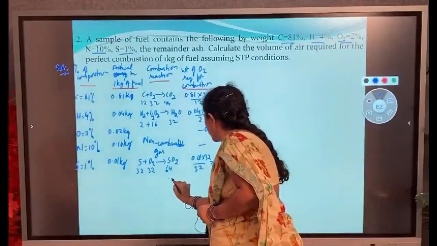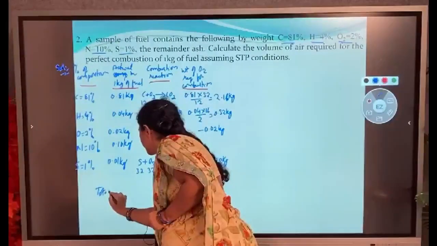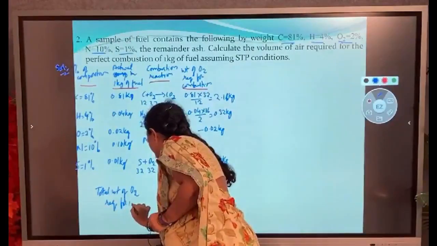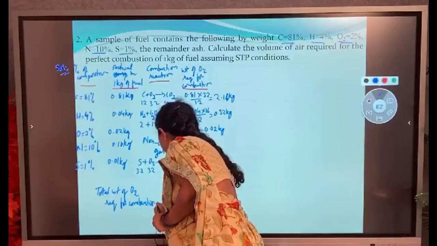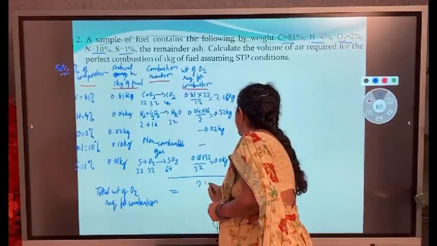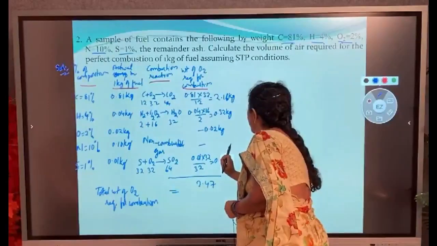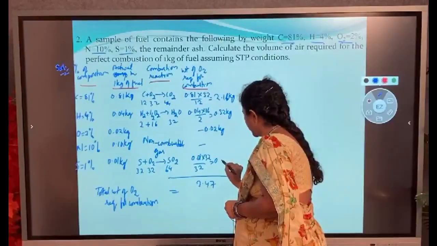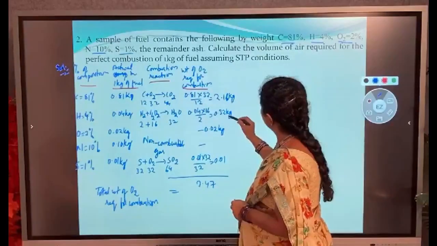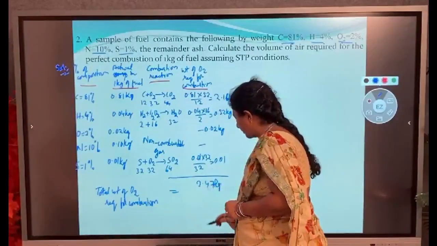So now the total weight of oxygen required for combustion will be equal to the total of all these, that is 2.47 kgs.